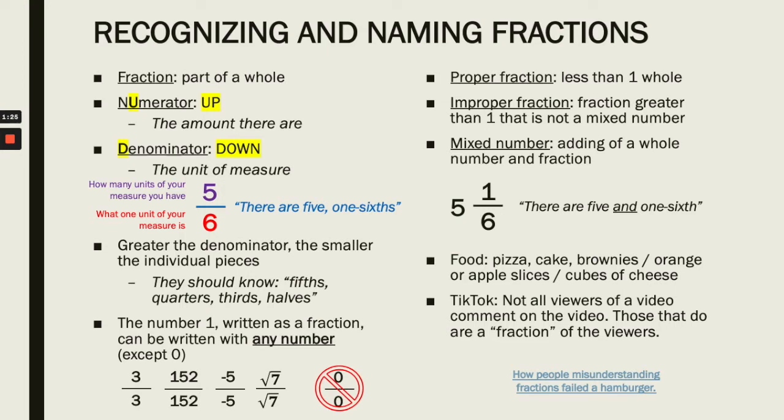Food is the most common way to explain fractions in the real world, but it doesn't always have to be pizza. You can make it healthier by throwing in apple or orange slices, or TikTok is big with kids right now. So if a video has 1 million views but only 25,000 comments, then those people who commented on the video are just a fraction of the total viewers.